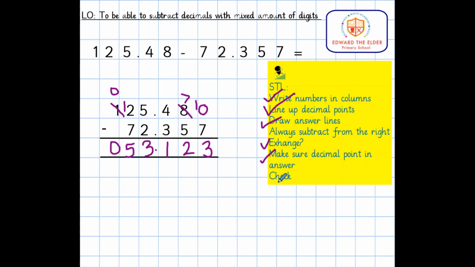Let's go back now and check. Write numbers in columns. Have we done so? Yes, we have. Line up the decimal point? Yes, we have. Always subtract from the right. Did we do that? And did we have to exchange? Yes, we did. 7 from 0, we couldn't do it, so we exchanged. 7 from 10 is 3. 7 subtract 5, or as we also can say, 5 from 7 is 2. 3 from 4, or 4 subtract 3 is 1.